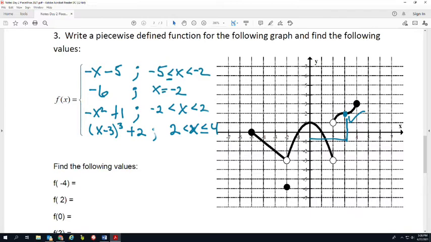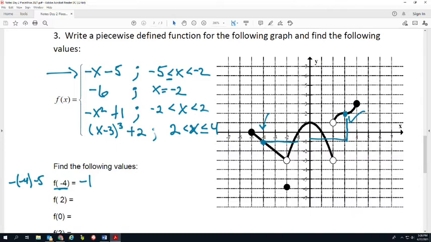Now then we need to find the following values. So we're going to do where x is -4. It's asking what's the y value when x is -4. So x is -4 right here. The y value right there is -1. So my answer there would be -1. Now I could get that from the graph, but I could also get it from my equations. The equation I'm going to use when x is -4 would be this one, because x is in that range for that equation. So I would plug in -4 minus 5, and I would get that -1. So I could do it algebraically or I could do it graphically.